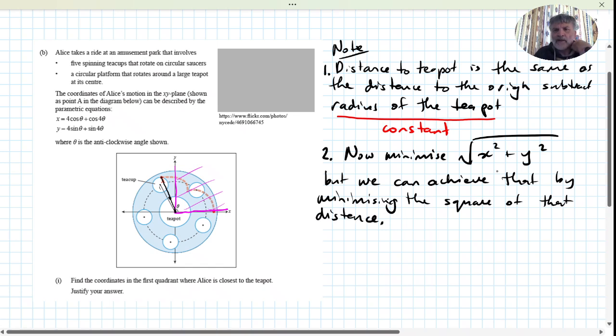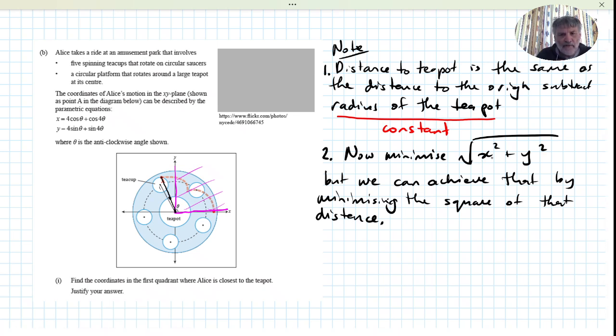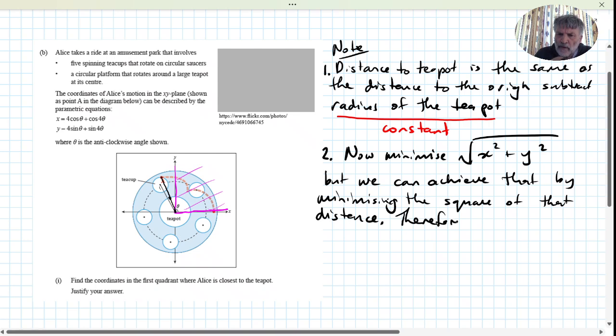Distances are positive. If we square something positive, we get another positive number, but square root is a strictly increasing function, so squaring it, we still get something that's strictly increasing as we go further away from the origin. And the minimum of the square of the distance is going to occur at exactly the same point as the minimum of the distance. And that will save our algebra, so we can minimize x squared plus y squared. I think that will make our algebra a little easier.